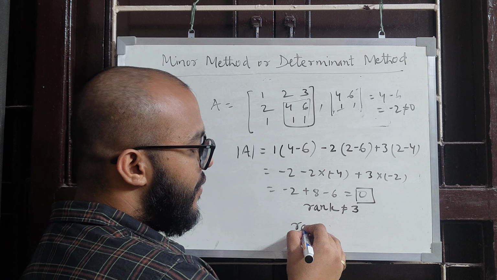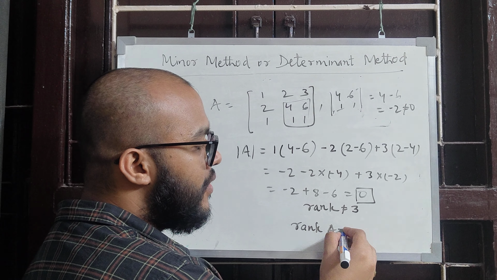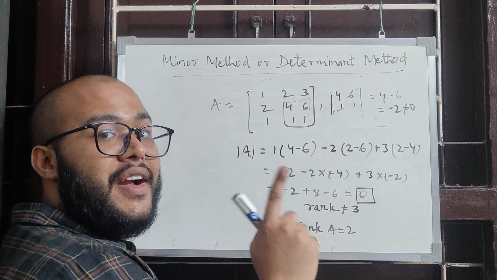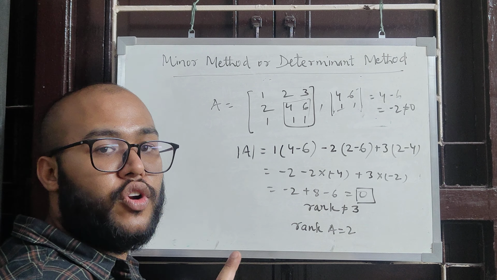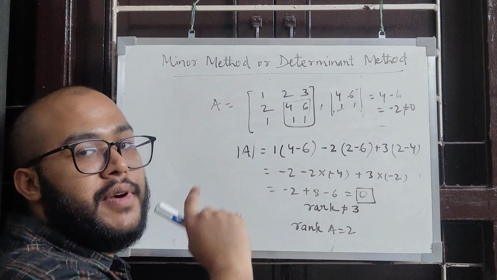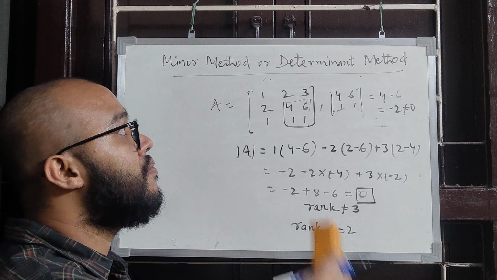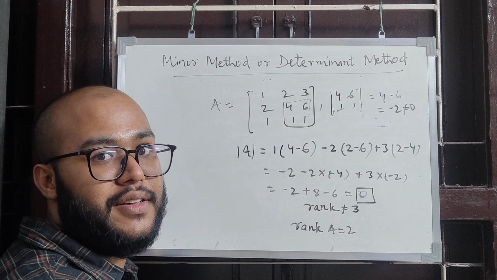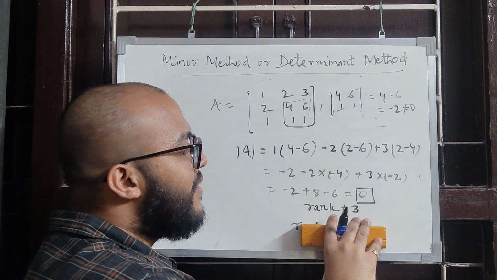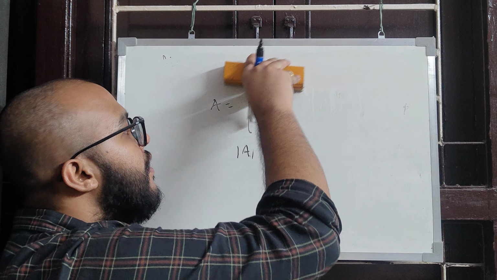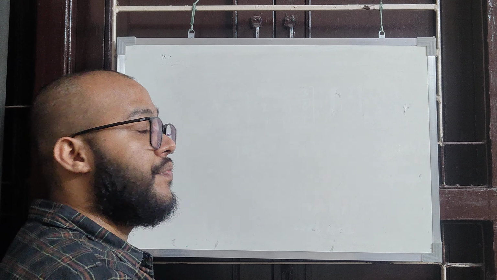Rank of A becomes 2 because we have found a matrix of order 2 cross 2 such that its determinant is non-zero. Okay, so that's the minor method or determinant method. So let's see some properties of rank.